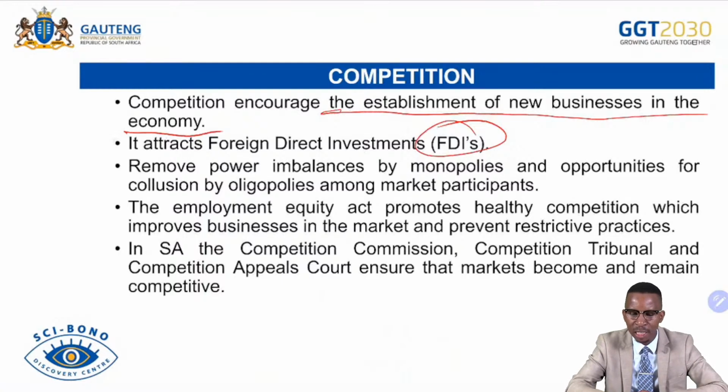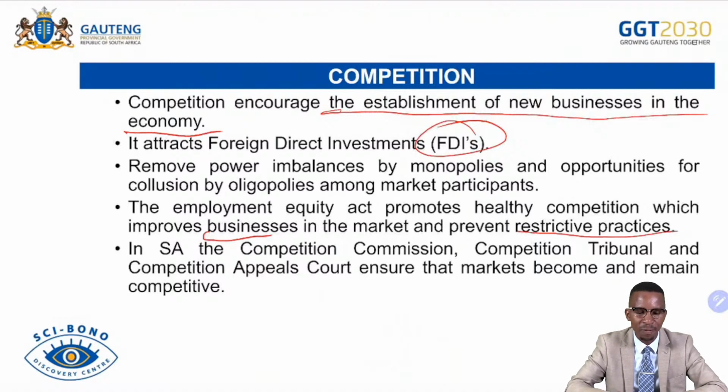Remove power imbalances by monopolies and opportunities for collusion by oligopolies among market participants. We know that monopolies always have special rights to own a particular resource. Also, oligopolies have this thing of colluding so that they can kill the competition. If those things can be removed, there can be a market that allows the establishment of new businesses without many restrictions in the economy. The Employment Equity Act promotes healthy competition which improves businesses in the market and prevents restrictive practices.